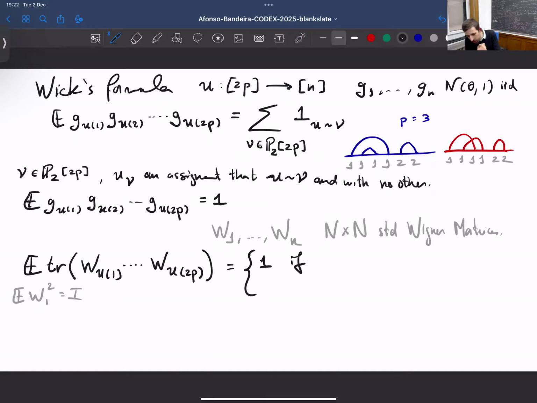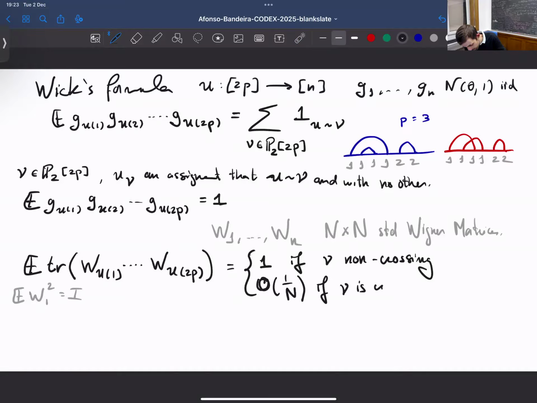if my crossing is such that I can peel off parts of it. I can peel this off and then peel this off and so on. Okay? So what we call such crossings that can be peeled off is non-crossing. And the magic happens if we have a pairing like this, where I cannot peel off. And when I can't, actually there are cancellations. And this is going to be O of 1 over dimension, where dimension here is big N, if U is crossing. Okay, and this is where cancellations arise.